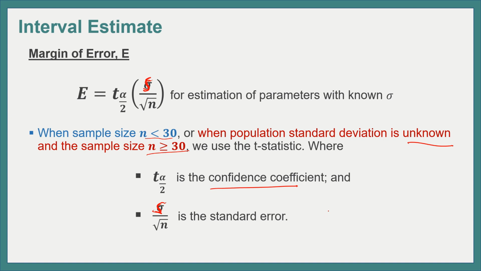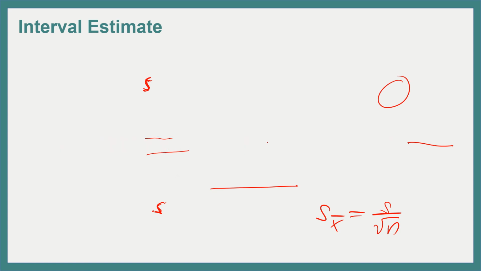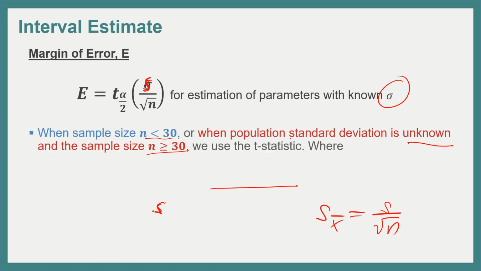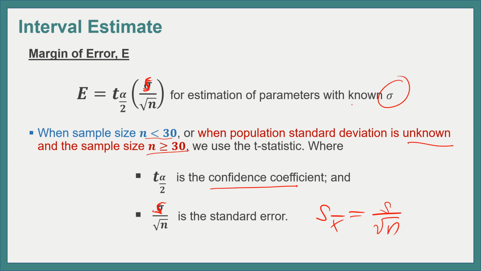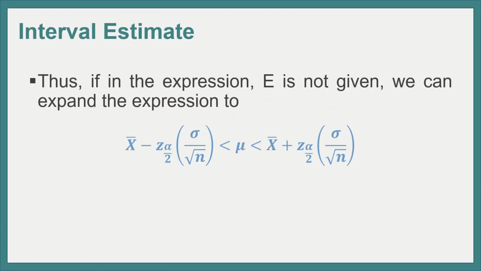The standard error of the distribution is solved using the equation S of x bar is equal to S divided by the square root of n, instead of the population standard deviation. We will have a separate discussion for interval estimation for known population standard deviation and interval estimation for unknown population standard deviation.